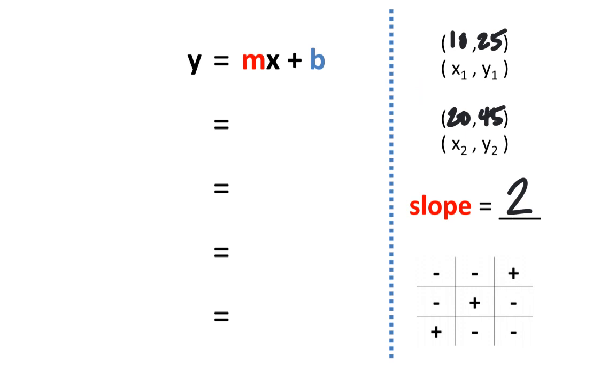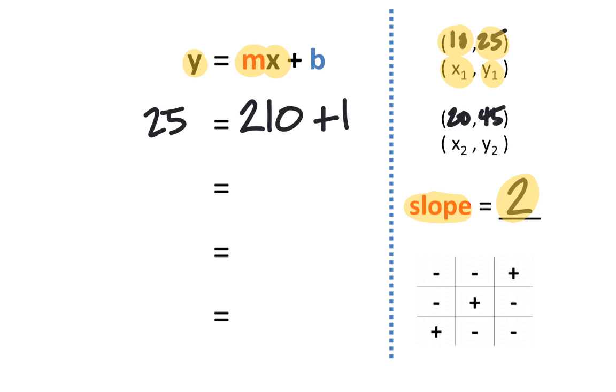At this point, we're going to be replacing some of our variables with their known values. So I'm going to replace the variable of y with the number 25. Next, I'm going to be replacing the variable of m, which is slope, with the number 2. After, I'm going to be replacing the variable of x with the number 10. The plus b stays exactly the same. This is going to look a little strange. This looks like 210. There is actually a multiplication sign between these two numbers.